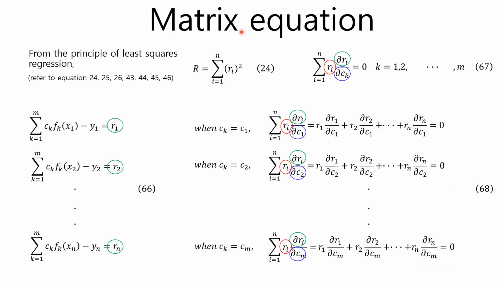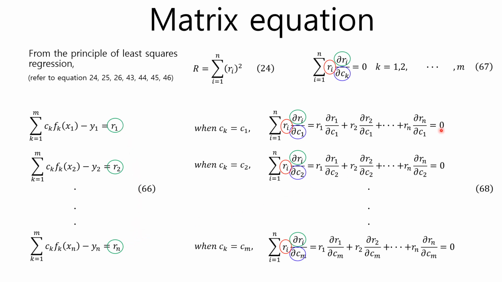We have studied the principle of the least squares regression in equations 24, 25, 26, 43, 44, 45, and 46 derived earlier. The principle of the least squares regression is to find the value ck of all coefficients so that the sum of square of the error values is minimum, so this can be expressed as equation 67. If equation 66 is expanded for all n measurement data sets, it can be expressed as equation 68.